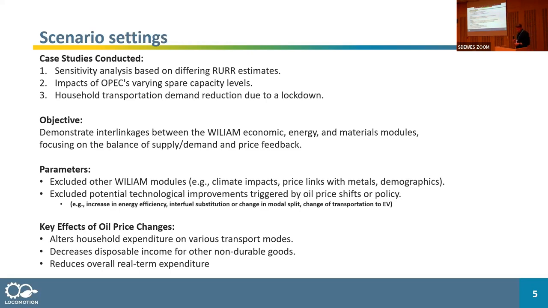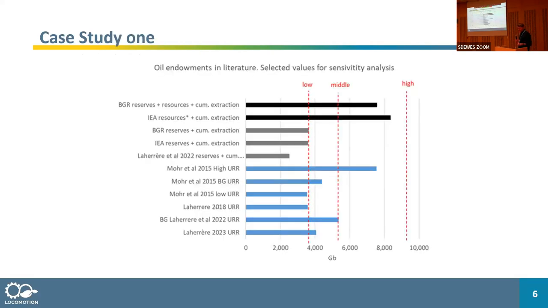So what do we see in the effects? We see altered household expenditure on various transport modes. We see a decrease in disposable income for other non-durable goods and a reduced overall real-term expenditure. And then I will show you case study one.